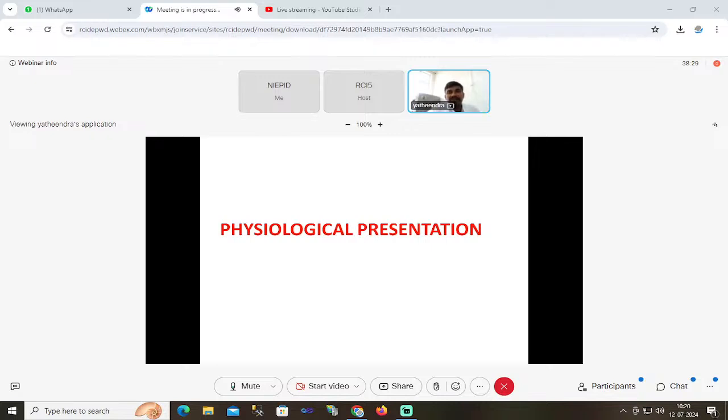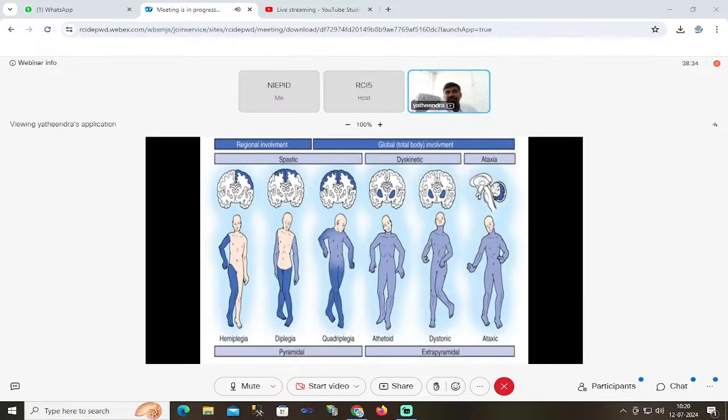Now we'll see the physiological presentation. Okay. In this slide, I am mentioning the areas of the brain: which part is affected, and which CP will develop corresponding to it. In the slide, you can see the area of involvement and the categories: spastic CP, dyskinetic CP, and ataxic CP. There are three categories.